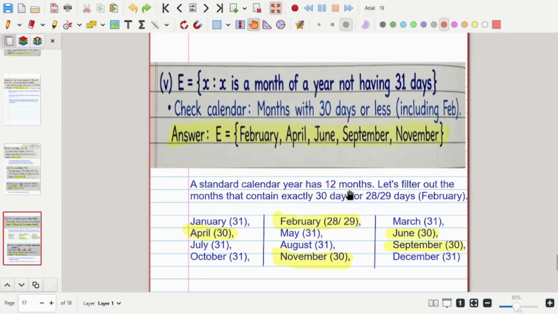So we will include only those months which have days less than 31. Therefore our set E is a set of February 28/29 days, April 30 days, June 30 days, September 30 days, November 30 days.